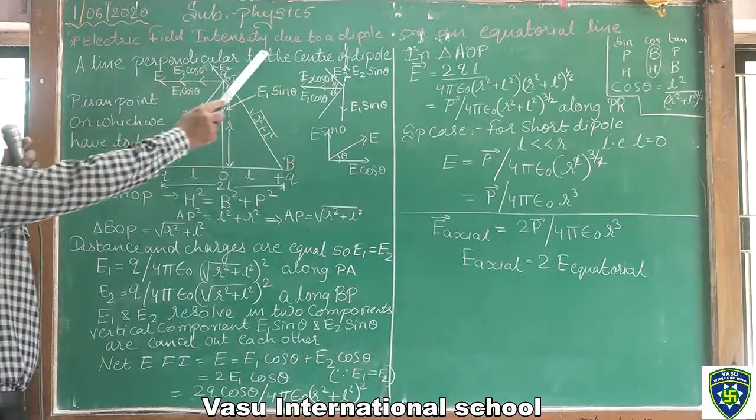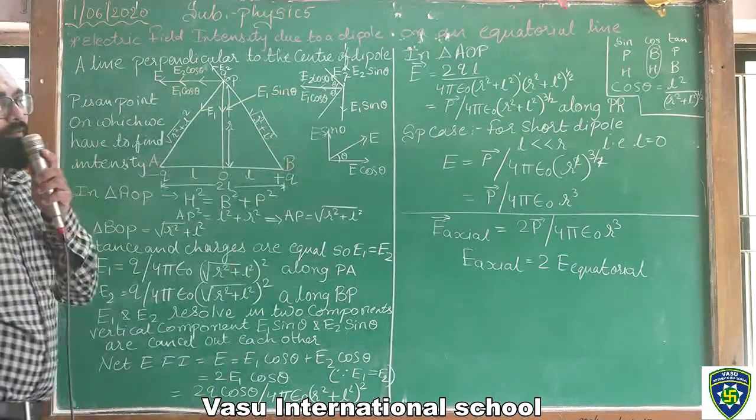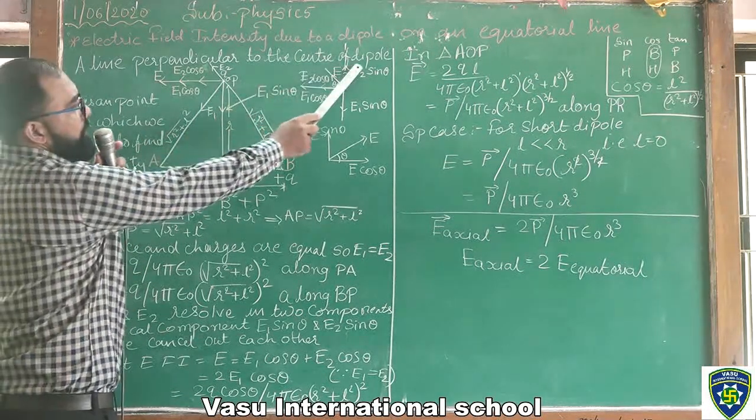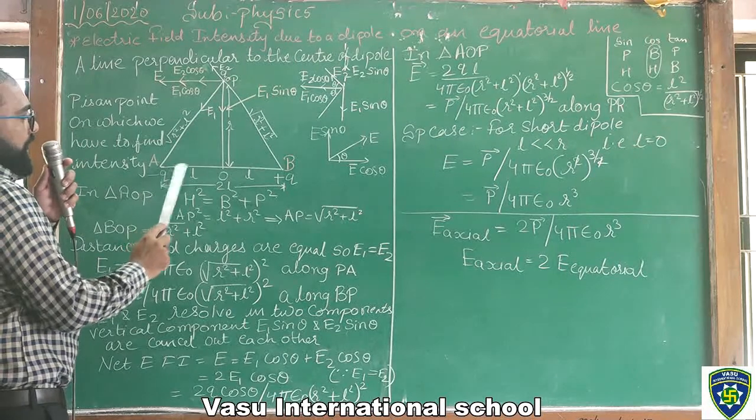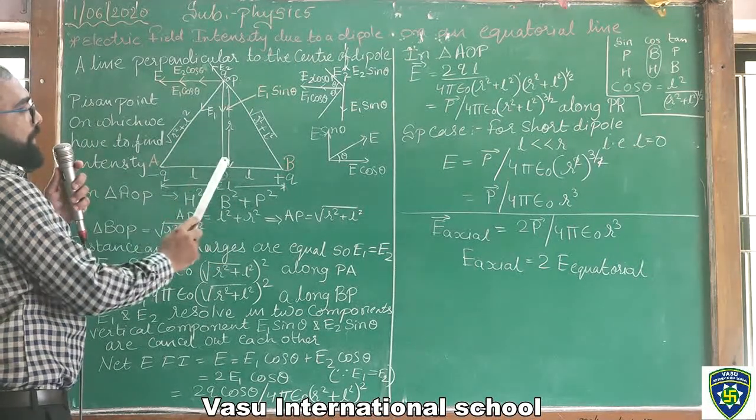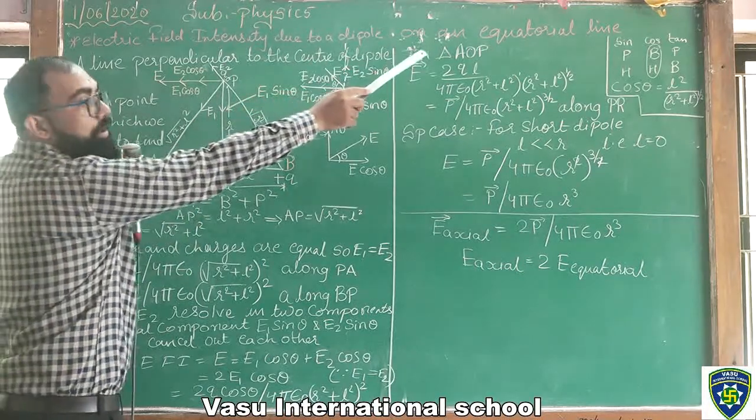Now the electric field intensity due to a dipole on an equatorial line. Equatorial line means a line perpendicular to the center of the dipole. Means the center of the dipole, where A and B are there, the center is O. So it is a perpendicular line. The OP is an equatorial line.